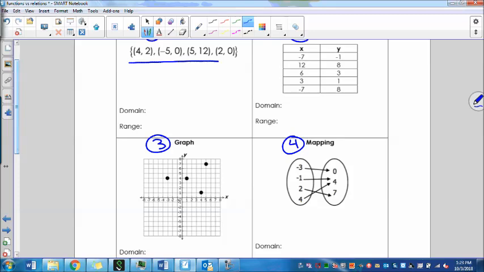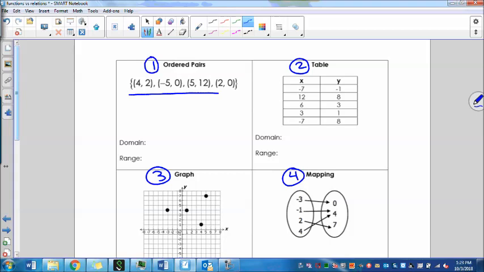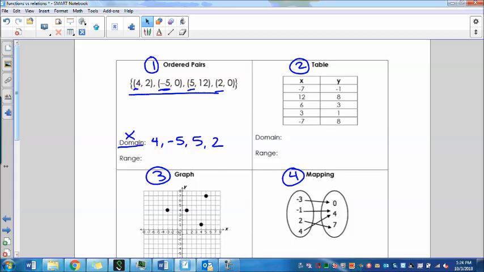So the first one, our ordered pairs. Ordered pairs is basically just as it says. You're listing out every single point, no matter what. And when it asks for the domain, you're looking for the x values of these points. So if we look at our first point, 4 is our first value. Then we have -5, 5, and 2. So our domain is 4, -5, 5, and 2. Usually people write these in order from least to greatest when they're being exact and precise, but for me, this is fine. We can just write them how they are.